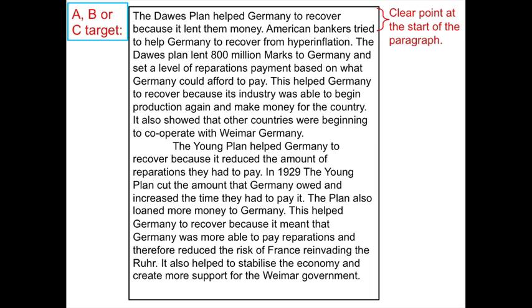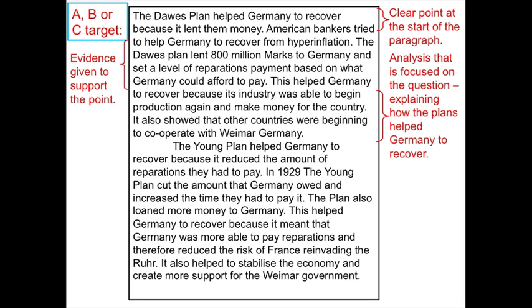We've got a clear point at the start of the paragraph here. They've given us detailed evidence to support their point, so that shows good knowledge. And their analysis is focused on the question. It's explaining how the Dawes Plan helped Germany to recover. They then go on to give us a second paragraph about the Young Plan.